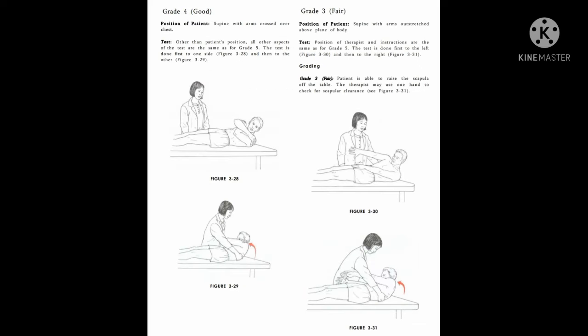For grade 4, patient position is supine with arms crossed across the chest. Therapist position, standing at the side of the patient at the waist level. Grade 4, patient is able to perform complete range of motion on both the sides.